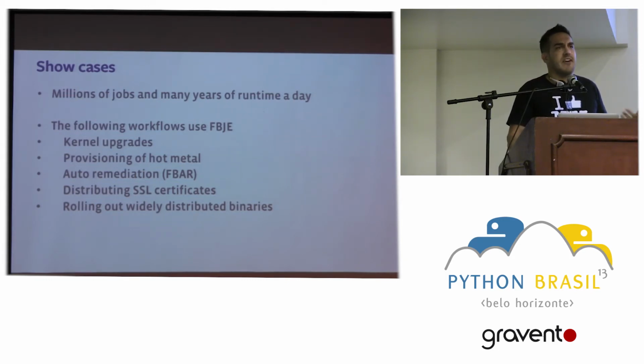Auto remediation, FBAR, maybe you've heard about it. It's what we use to fix alarms in an automated fashion, and it uses FBJE. Distributing SSL certificates and rolling out widely distributed binaries safely across the fleet. So as you can see, we use it for many things, and it's been quite a powerful tool for us.